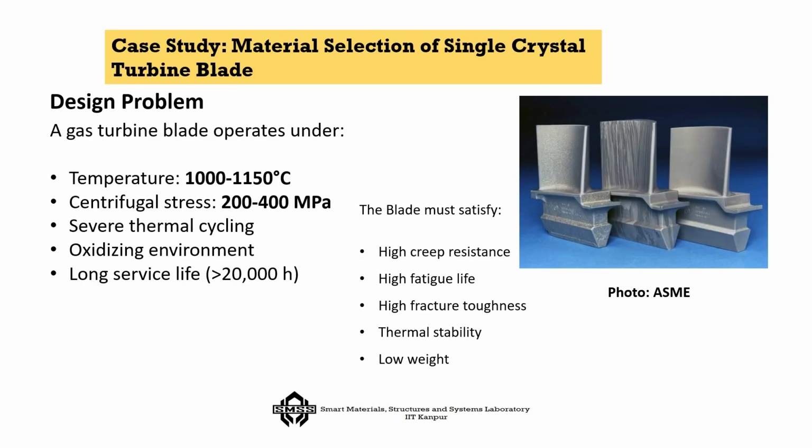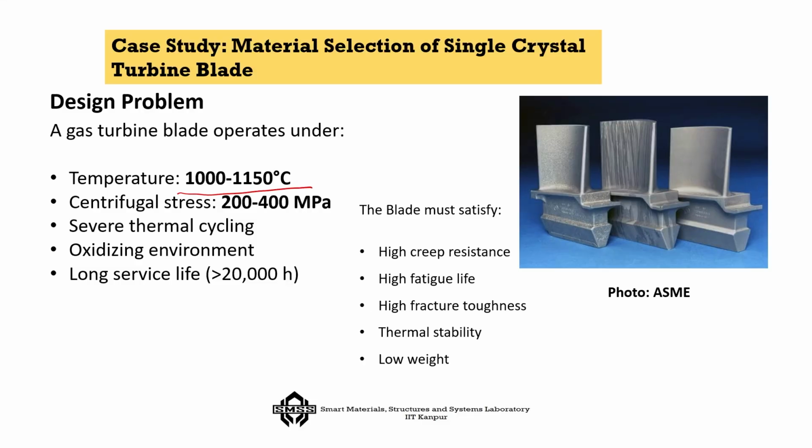Now, I am going to do two case studies. Case study 1 is material selection of a single crystal turbine blade. As I told you that for a very long time, these jet aircraft turbine blades were a problem, because you have to design it for a high temperature, because for the jet you have to produce, a combustion is taking place. So, the blade has to withstand that high temperature.